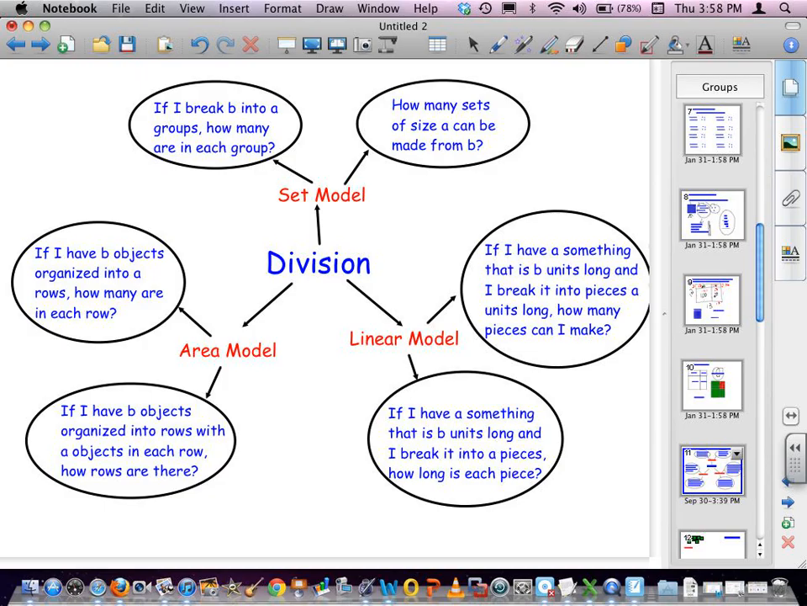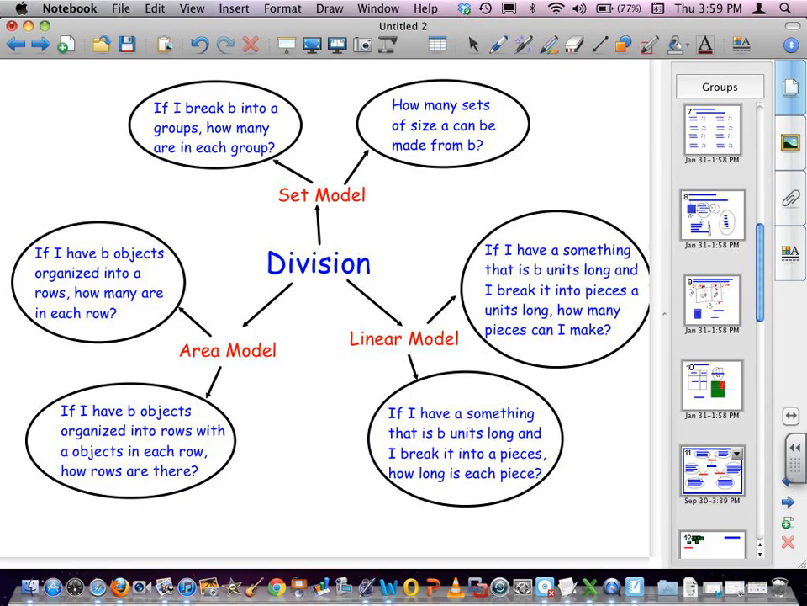Same thing with the area model. I have an area, let's say 12 square units, and I'm going to show you some examples about this in a second. And I organize it into rows, right? So I have 3 rows. Well, how much is in each row? I might ask you that. Or I have 12, and I break it into rows of 3, so I put 3 in each row. How many rows do I need? There are 2 different questions that I could ask, and the different questions will generate different models.